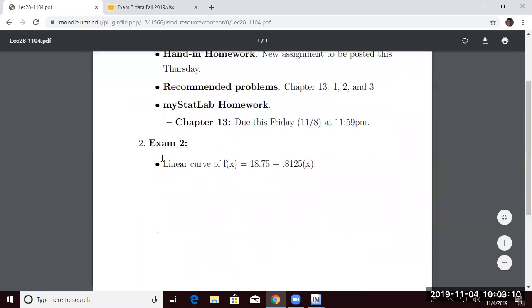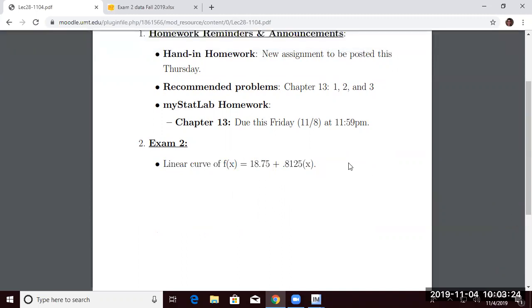And then exam 2, I decided to give a linear curve. So that means what you got will be put through this function right there. And I picked this function so that if you got 100, you'd still keep 100. And there were 2 people that got 100 on this exam.